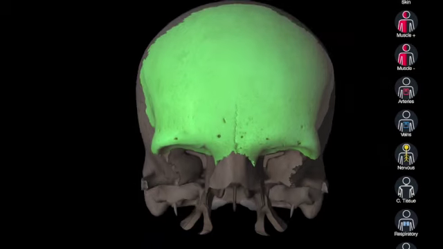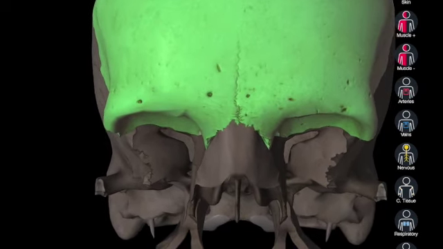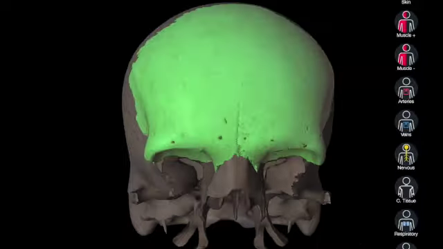Alright, so let's start with the frontal bone. This bone forms the forehead and the superior rim of the orbit, also known as the eye socket. On the superior rim, there's a small indent called the supraorbital notch. This notch acts as a path for the supraorbital nerve.